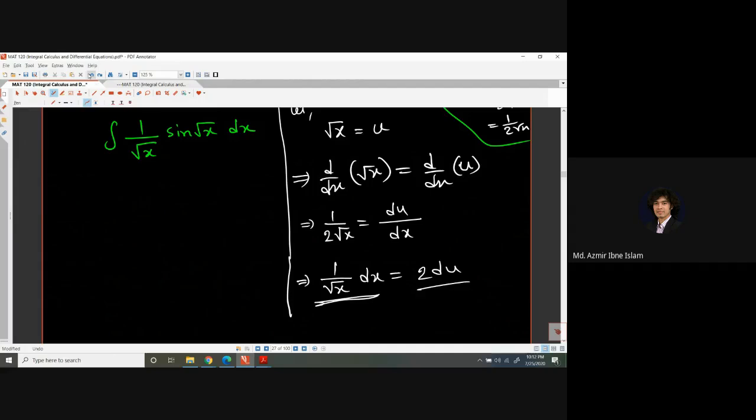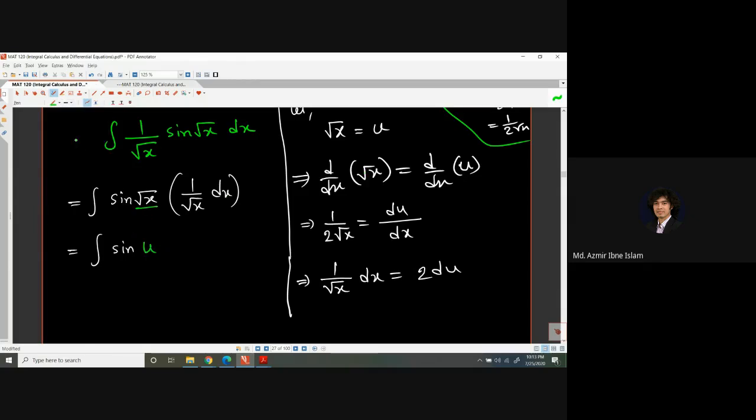So what is the advantage of taking root x as u? Let's see. We can rearrange the previous function this way: root x sine root x times 1 over root x dx. So integration of sine root x is actually, we have considered u, and for this part automatically we have 2 du here. So that means the function that we have considered, root x, is a suitable function.